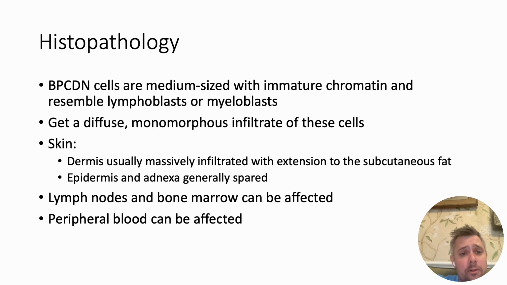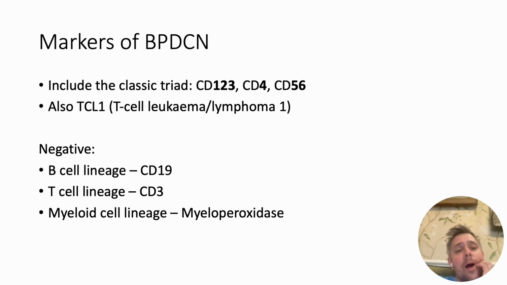When you do histopathology, the cells are medium-sized, they show immature chromatin, and they resemble lymphoblasts or myeloblasts. And you often get a diffuse monomorphous infiltrate of these cells. The dermis is usually massively infiltrated, as in our cases, with extension to the subcutaneous fat, and the epidermis and the adnexae are generally spared. As I mentioned as well, you often get lymph node and bone marrow involvement, and peripheral blood can be affected too.